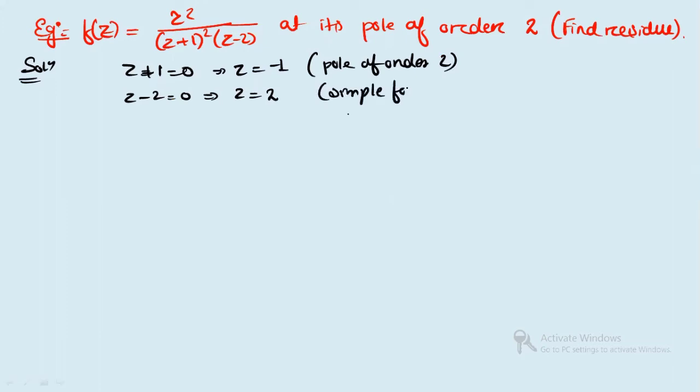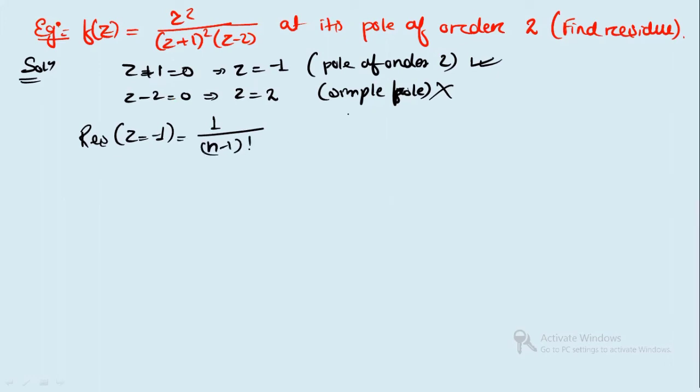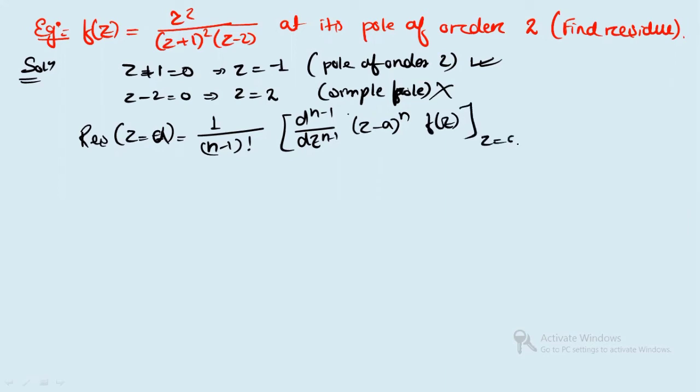So the method was for what? The method was for a pole of order n. So we will not calculate the residue for this one. It will be calculated only for the pole of order 2. So how will we calculate the residue for z equals minus 1? You will write 1 by (n minus 1) factorial, which was there, right? I'm just writing the method. This is d to the power n minus 1, dz to the power n minus 1, of (z minus a) to the power n f(z). Here you have z equal to a. So from here you will get, n is here 2.